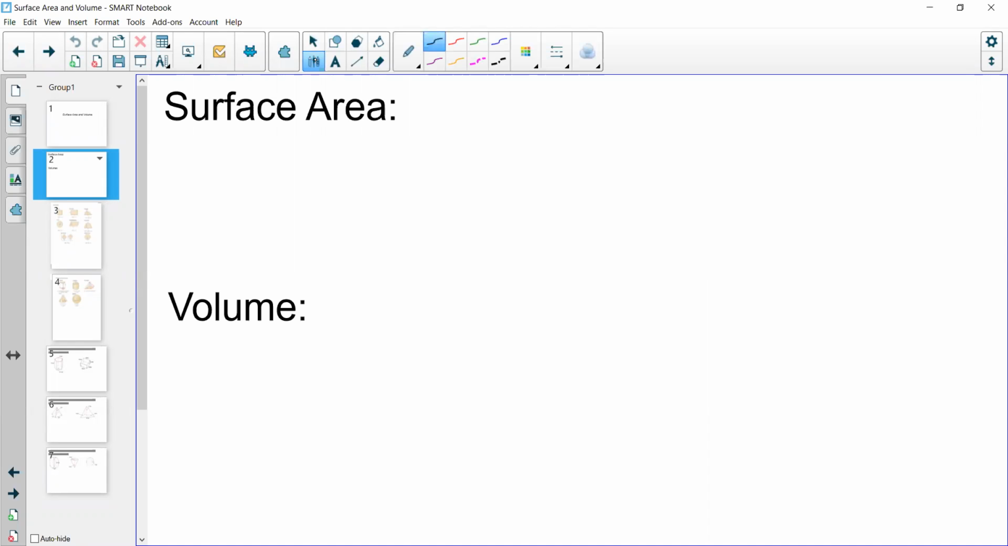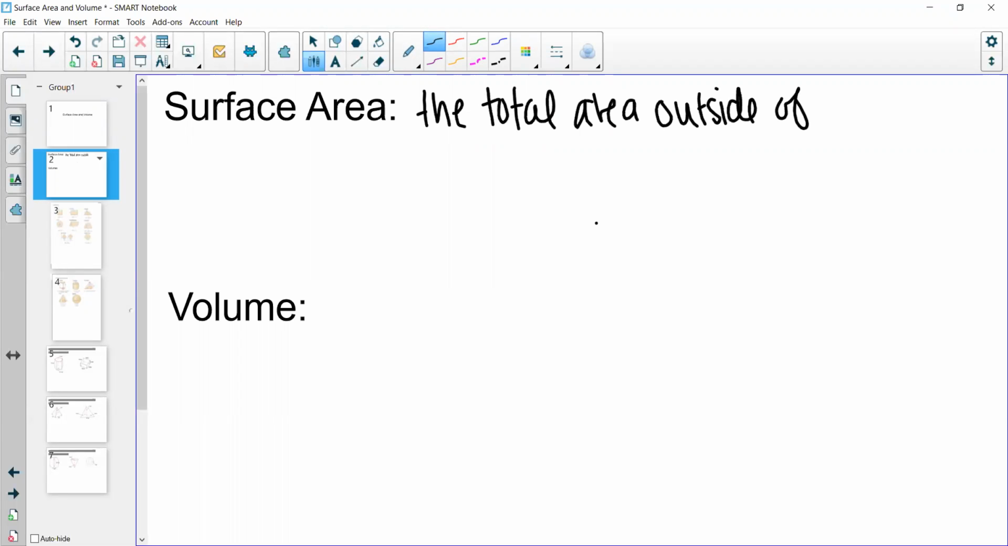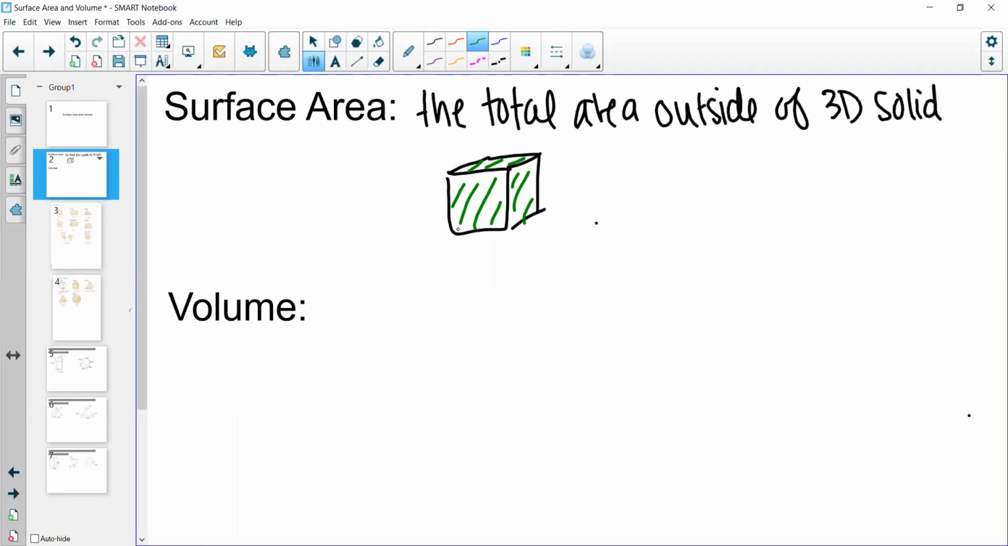When we think about surface area, we're talking about the total area outside of a 3D shape or a 3D solid. So for example, if I had something like a cube here, the surface area of this cube would be the area of all 6 sides, plus those bottom sides. So it'd be the area of all 6 sides. That's the surface area. Sometimes I like to think of it as how much material do I need to build it? How much do we need?